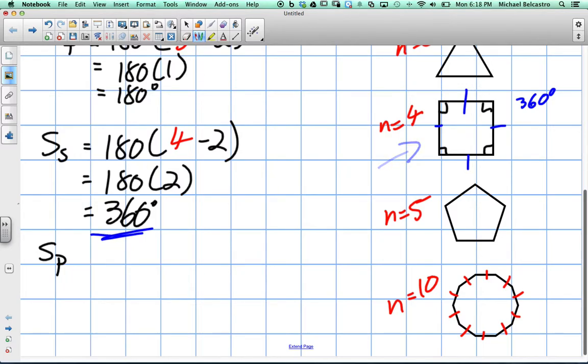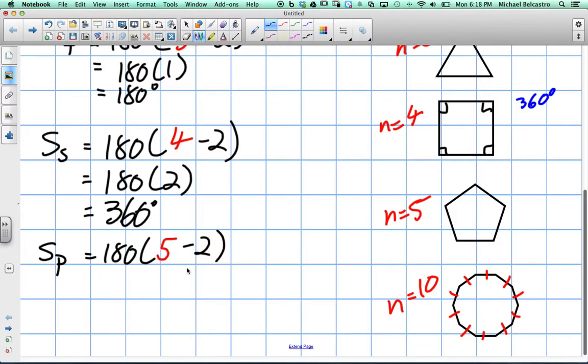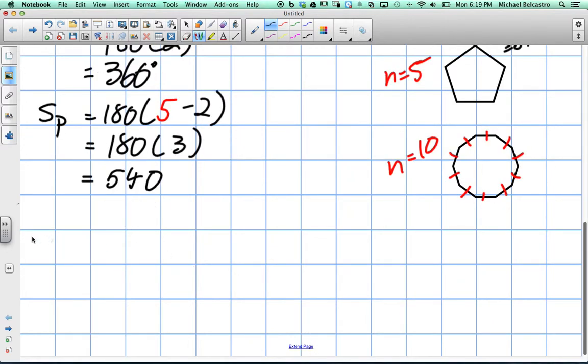Our pentagon has 5 sides to it. So what will 5 subtract the number 2 be? 3. Yeah. And what is 180 times 3? 540. Yes. Wow, you did that very fast. 540. So this would be 540 degrees. Math robot.